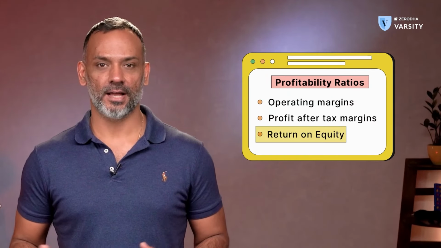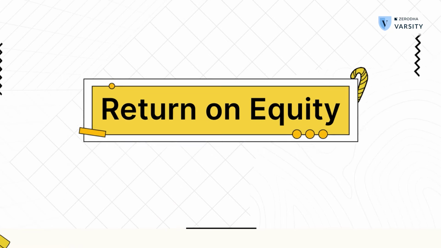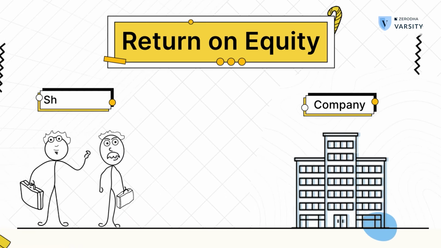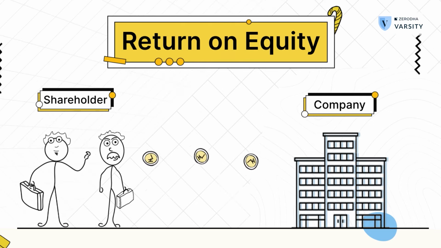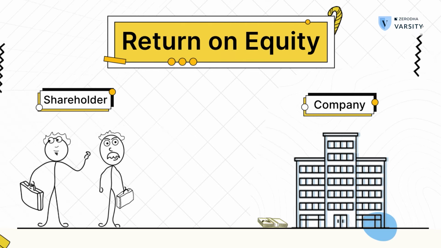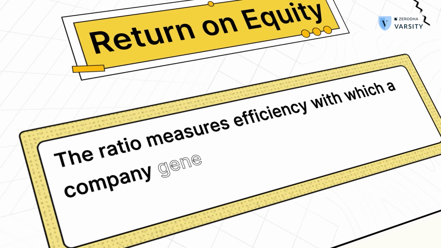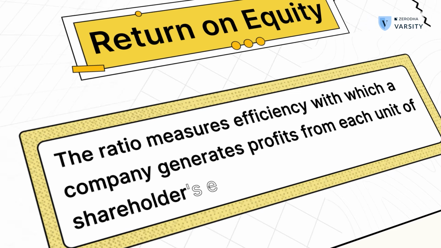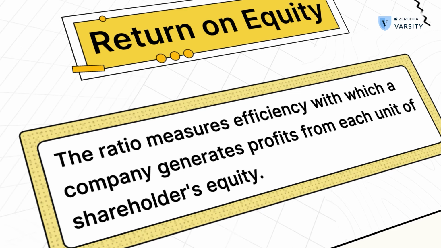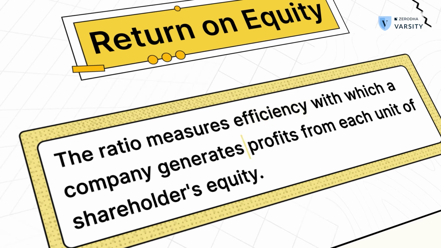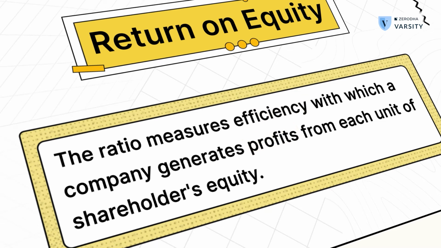The third profitability ratio that we will look at is the return on equity, or simply the ROE of a company. The ROE is also one of my personal favorites. The return on equity is a very important ratio as it helps the investor assess the return the shareholder earns for every unit of capital invested. ROE measures the company's ability to generate profits from the shareholders' investment. In other words, ROE shows the efficiency of a company in generating profits for its shareholders.